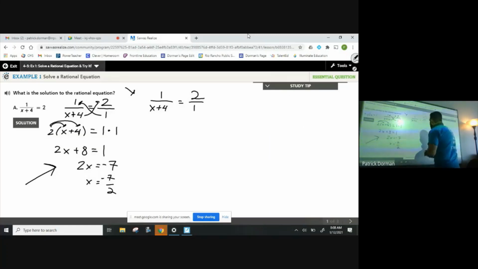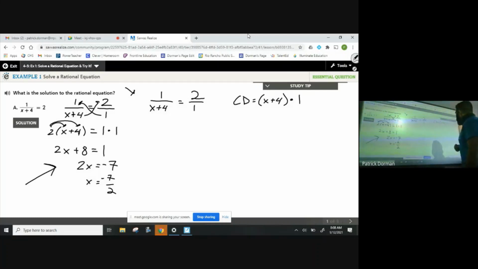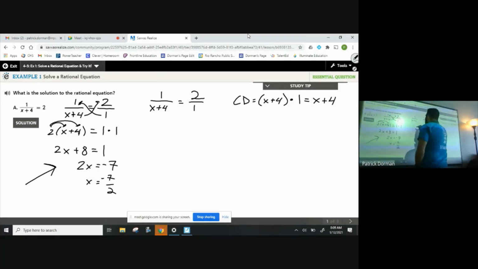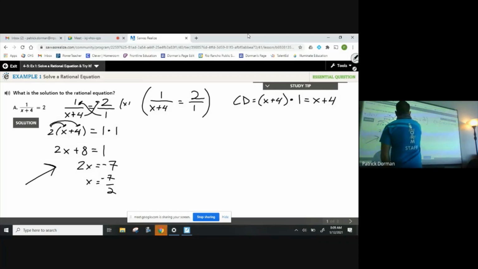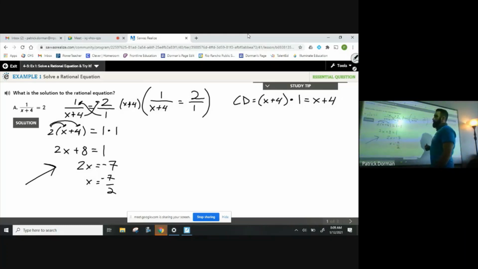Okay. So in this case, and I'm going to call it CD, our common denominator is going to be the product of our denominators. So x plus 4 times 1, which is just x plus 4. Now the trick here is if I multiply the entire equation by x plus 4, both of my denominators will wind up canceling out, and I'll have a nice, easy linear equation.